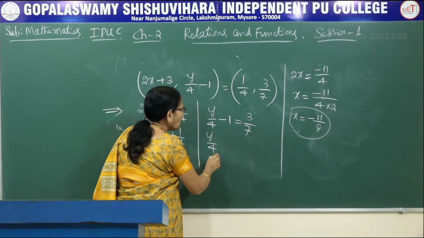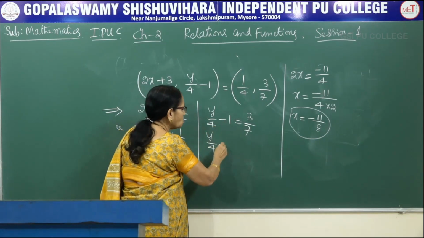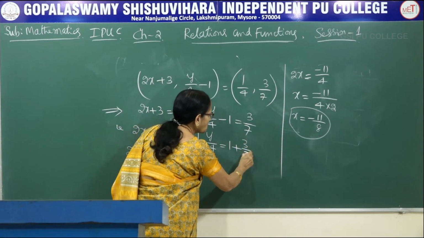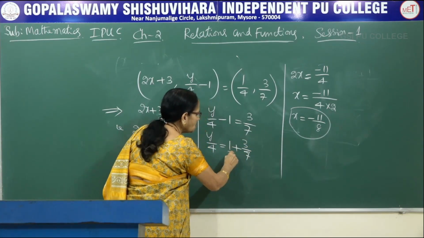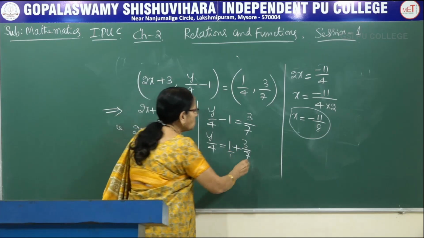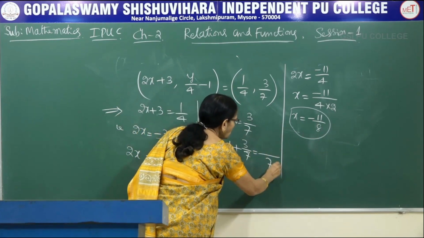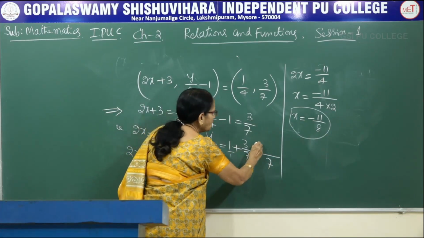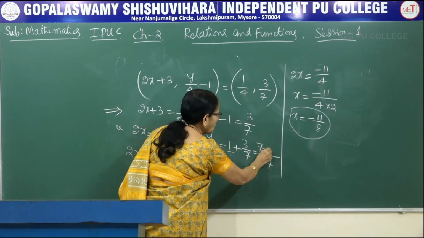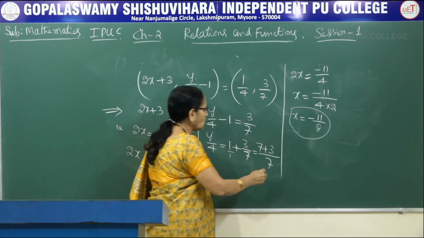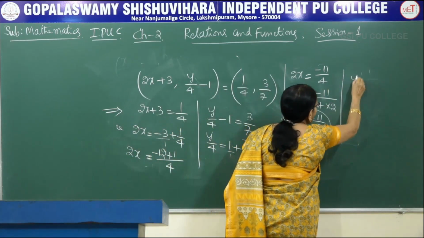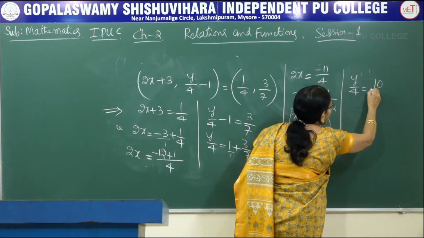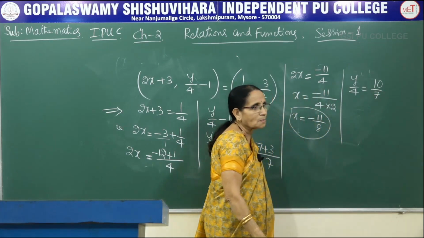Procedure is same. y/4 equal to, take 1 to the right hand side, it becomes minus 1 will become plus 1. Now it is 1 means it is again 1/1. So when you take the LCM for 1 and 7, 7 is the LCM. 1 7s are 7 into 1. 7 1s are 1 into 3. Therefore we are having here y/4 would be equal to (7 + 3), 10 divided by 7.